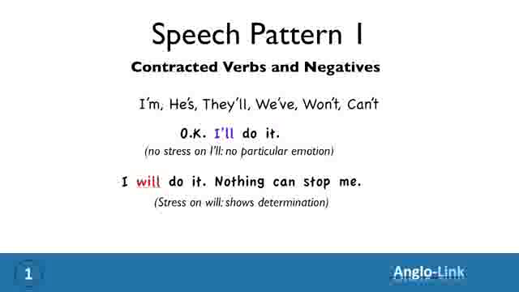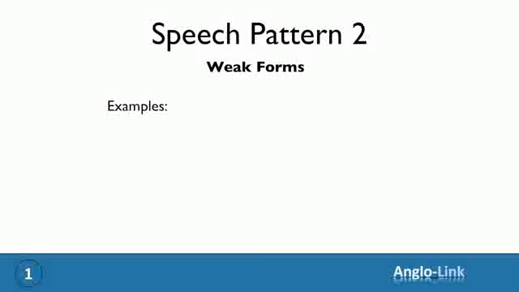Moving on to speech pattern number 2. Speech pattern number 2 is called weak forms. Grammatical words such as modal verbs, possessive adjectives, prepositions, etc. are seldom fully pronounced in a sentence. The vowel in them is reduced to a shorter vowel or disappears completely.